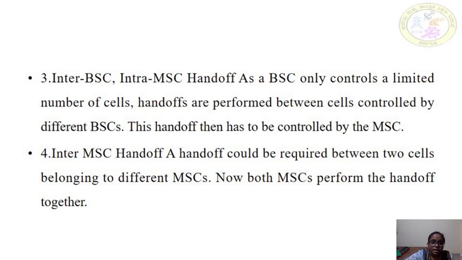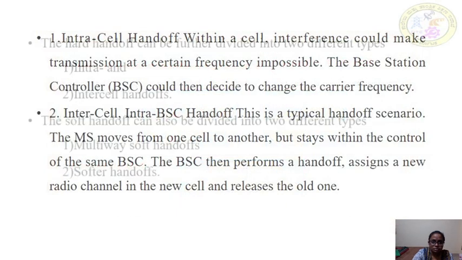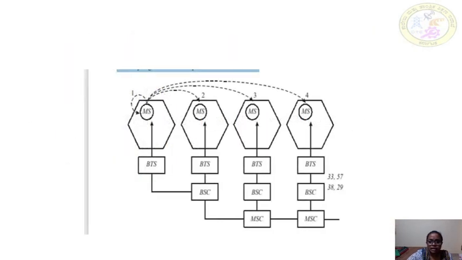The last one is inter-MSC handoff. A handoff could be required between two cells belonging to two different MSCs. Now both MSCs perform the handoff together. You can see this system in the last diagram, that is number 4, where both the MSCs are different.